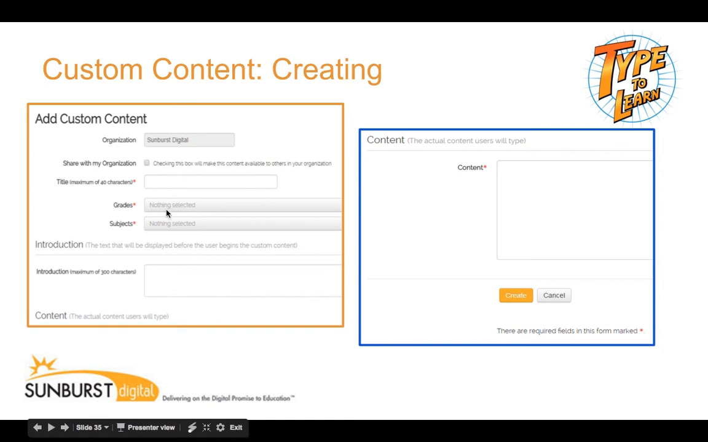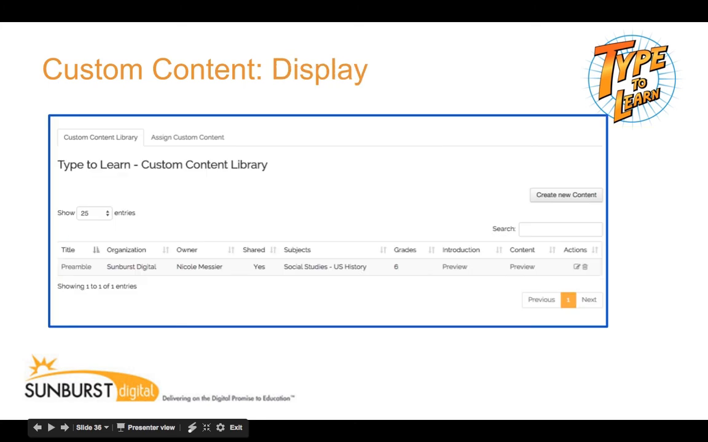You can label it with certain grades and subject matter. You can write an introduction. It could be a question or just a little brief summary of what the students are going to be typing. You can type directly into the content screen here, or you can copy and paste, and you click Create. Once you've created the content, it will be displayed here in the Custom Content Library. Here is an example of the preamble.